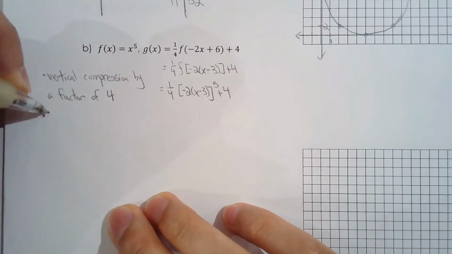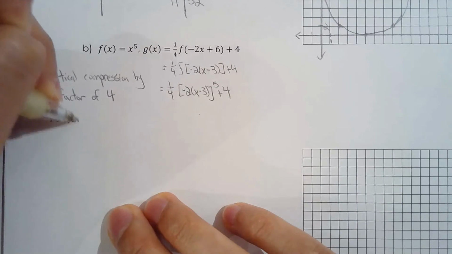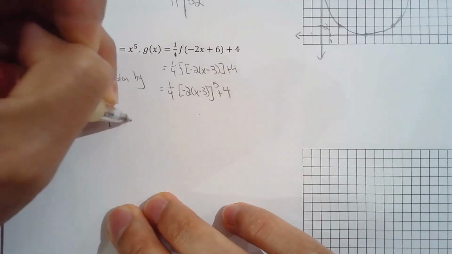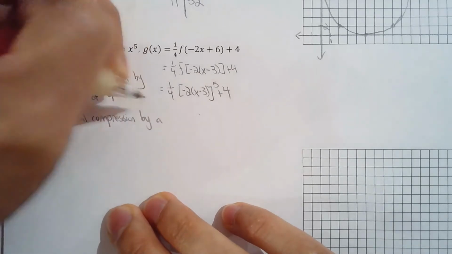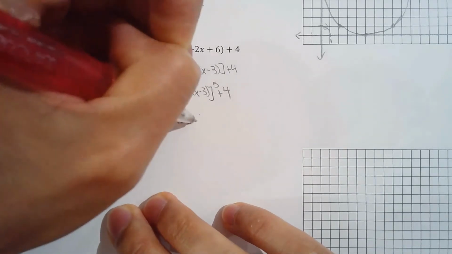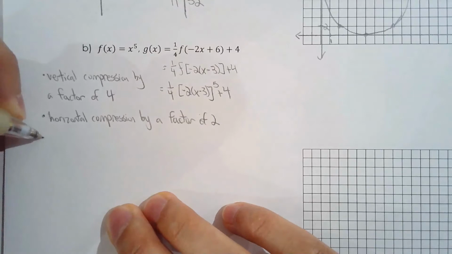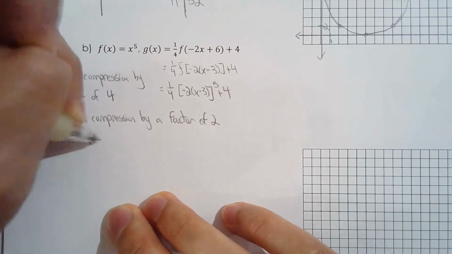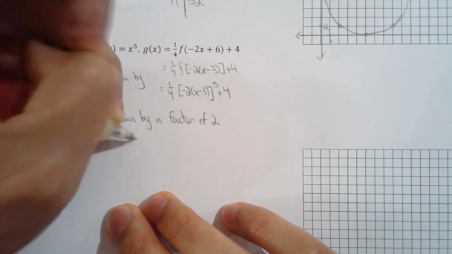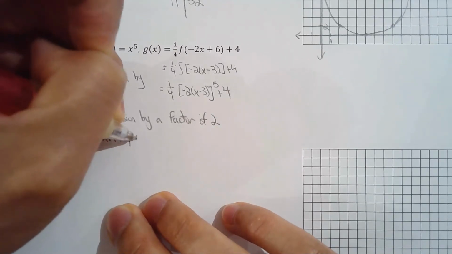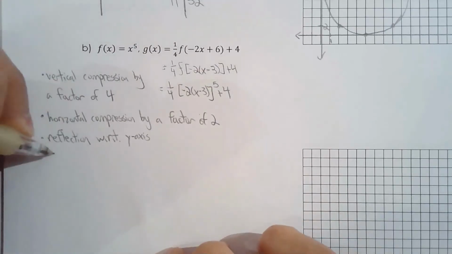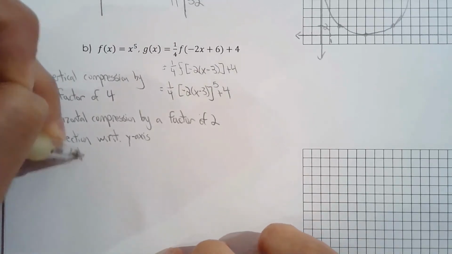Okay, horizontal compression by a factor of 2. Reflection with respect to the y-axis. What else? Horizontal translation.